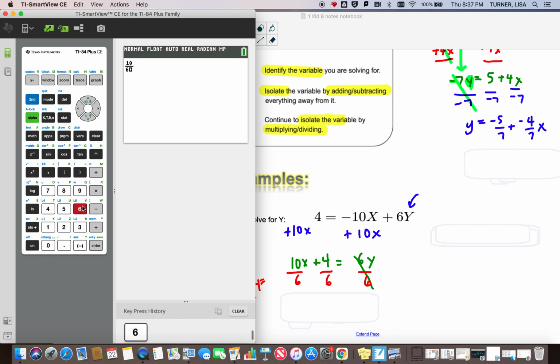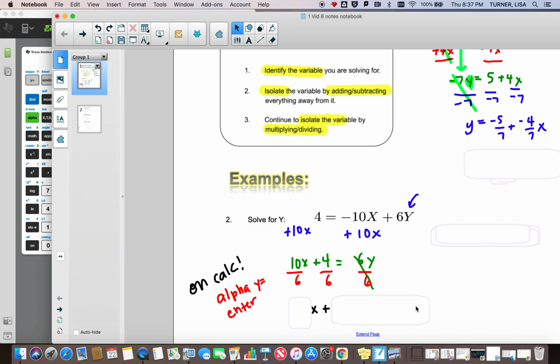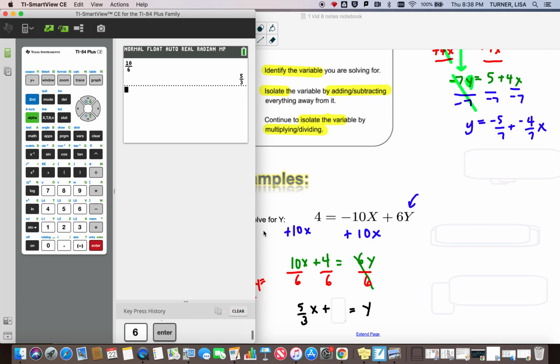Pick up your calculator, please, please, please. And then you just have to hit enter. And the calculator will reduce it if it can. And it can. All right. And so it is 5/3 x. All right. And then for 6, I want to know if that can be reduced.